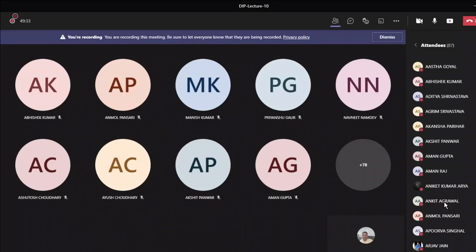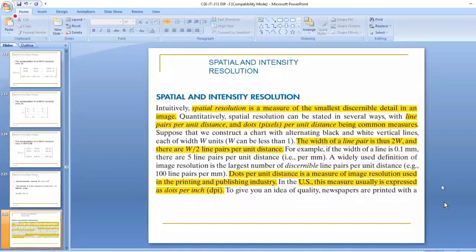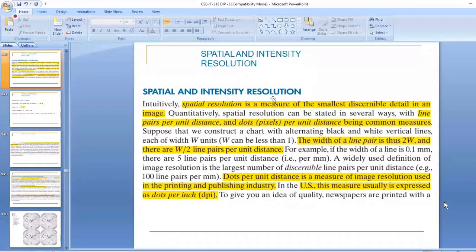So ये किस तरीके से होता है इसको अपन समझते हैं, है ना? So see this slide. Is it visible? Yes. I will also explain this spatial and intensity resolution with the help of one example so that all students can understand it very well. Okay. So see the spatial resolution. So what is this spatial resolution?